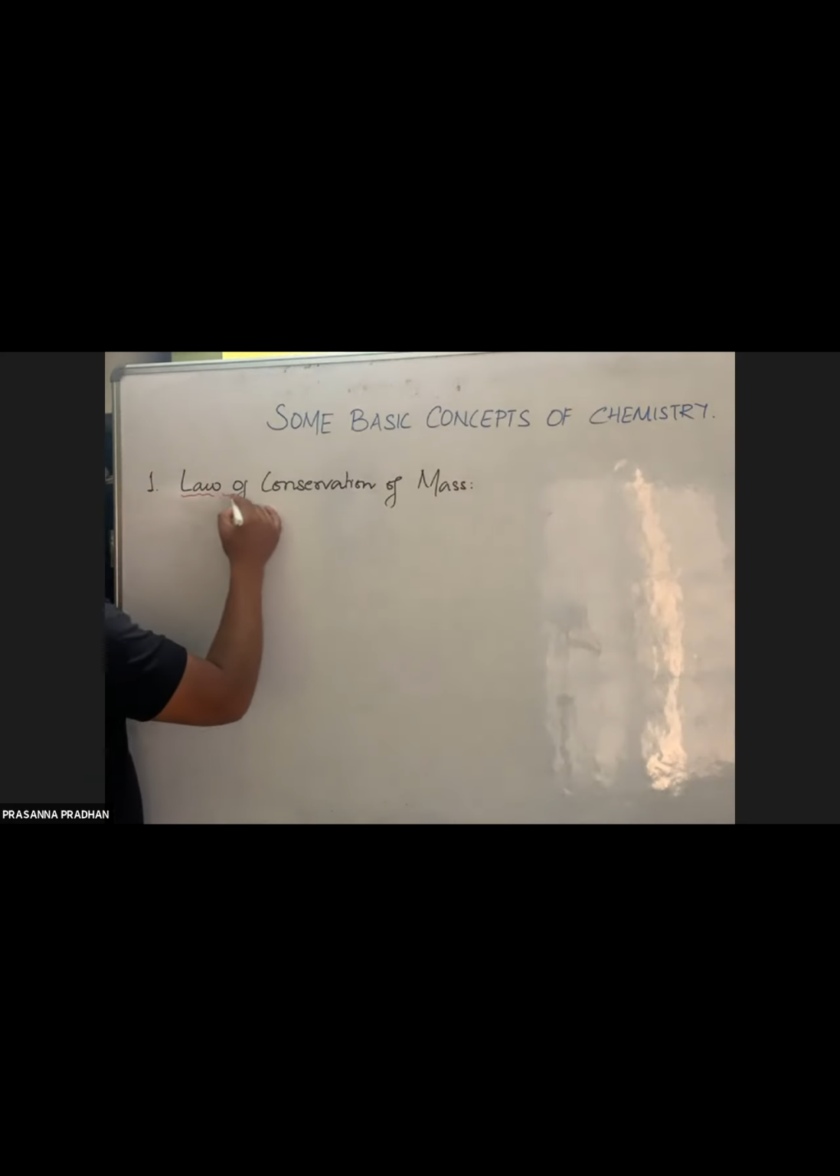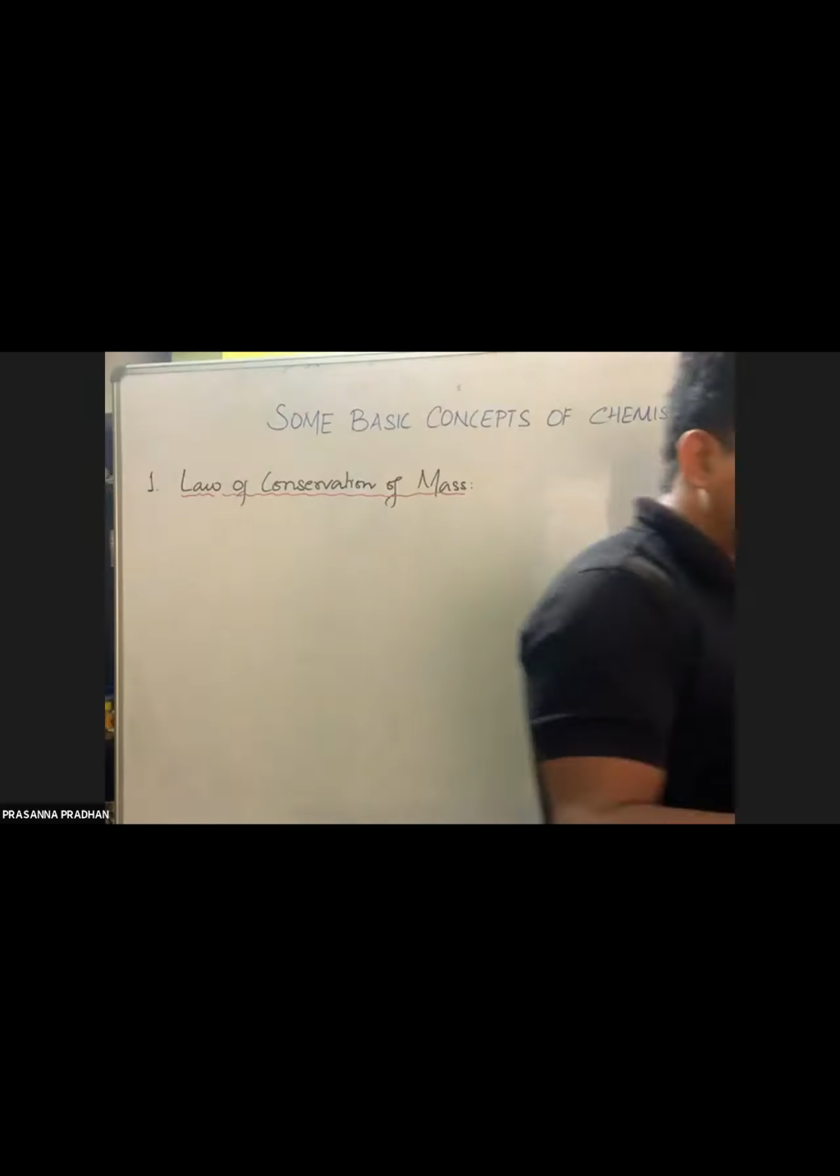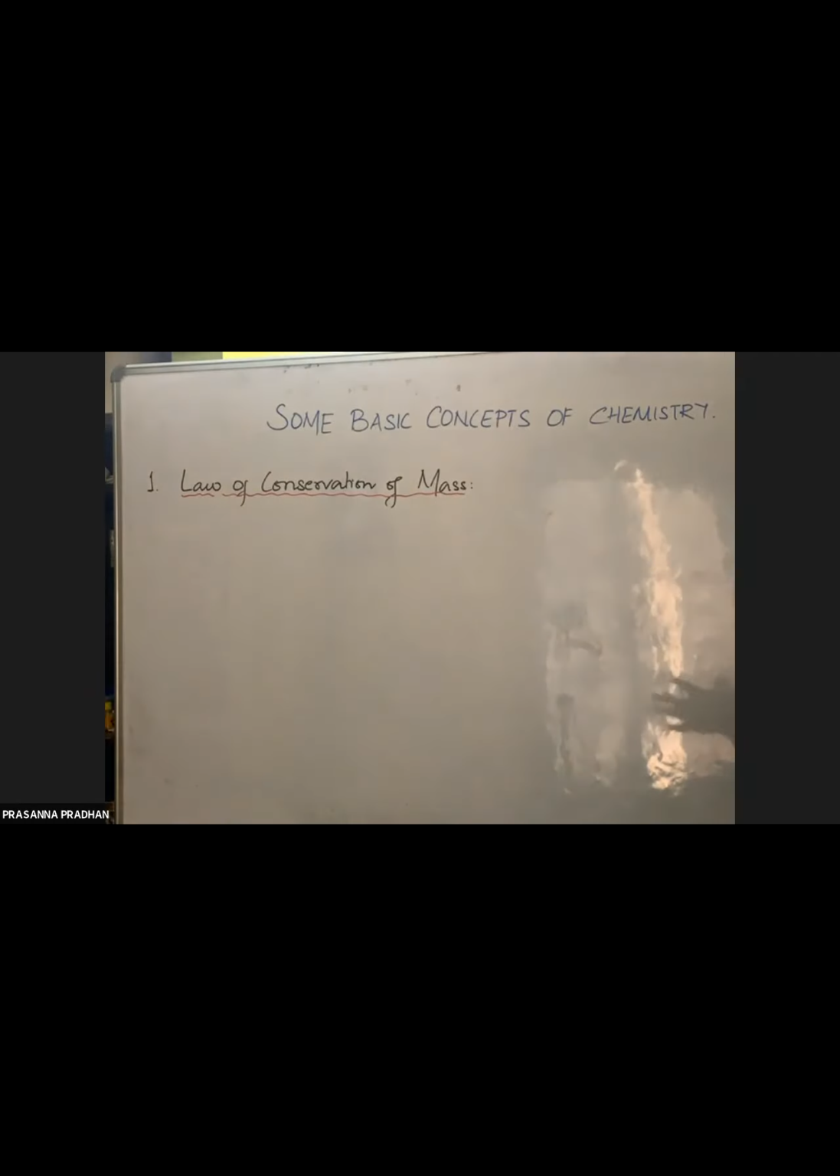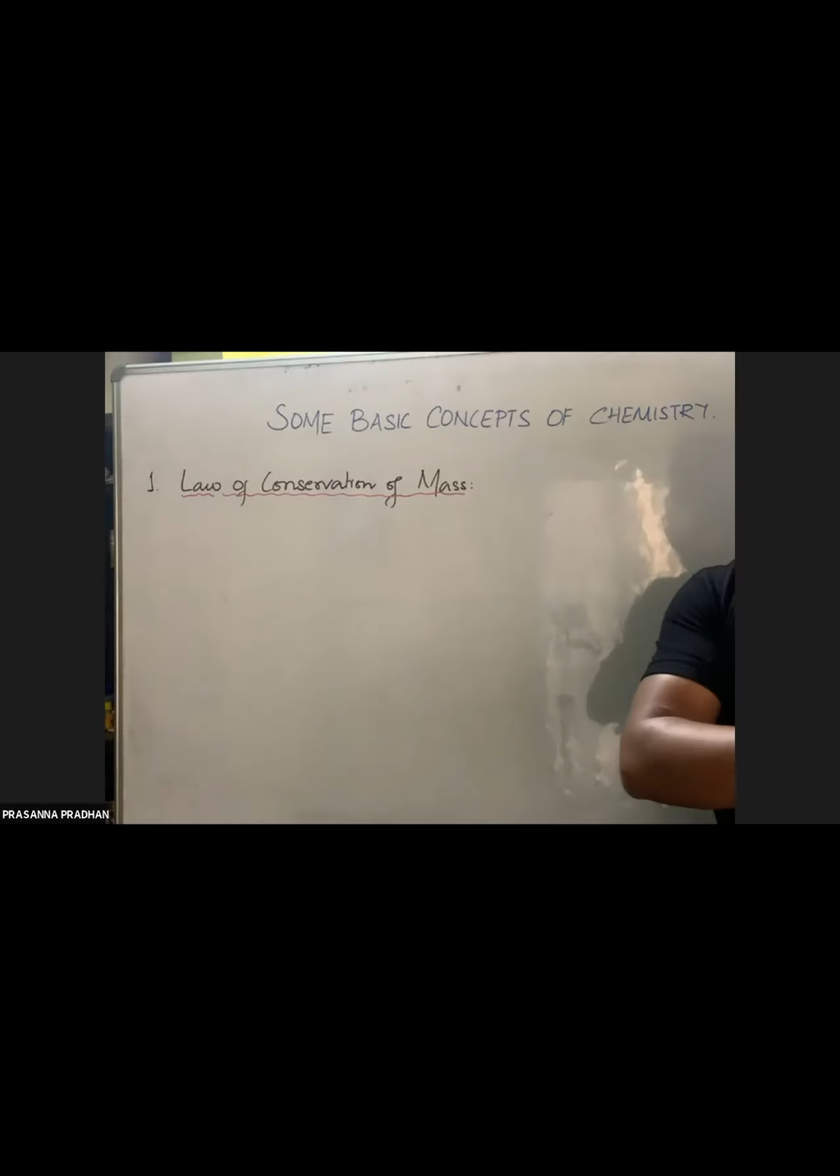So we all know, we have studied the law of conservation of mass states that matter can neither be created nor be destroyed. Okay, very good, excellent. So now the question is, how is this law applied in chemistry? How is this law applicable in chemistry?